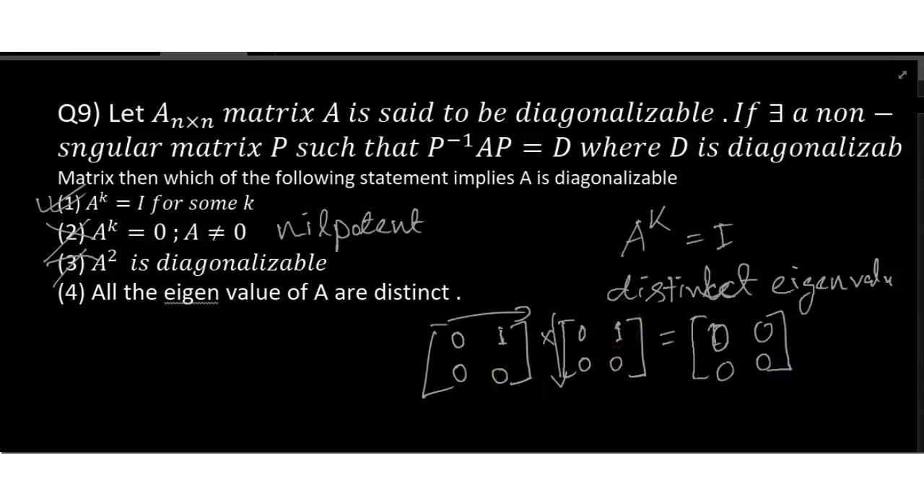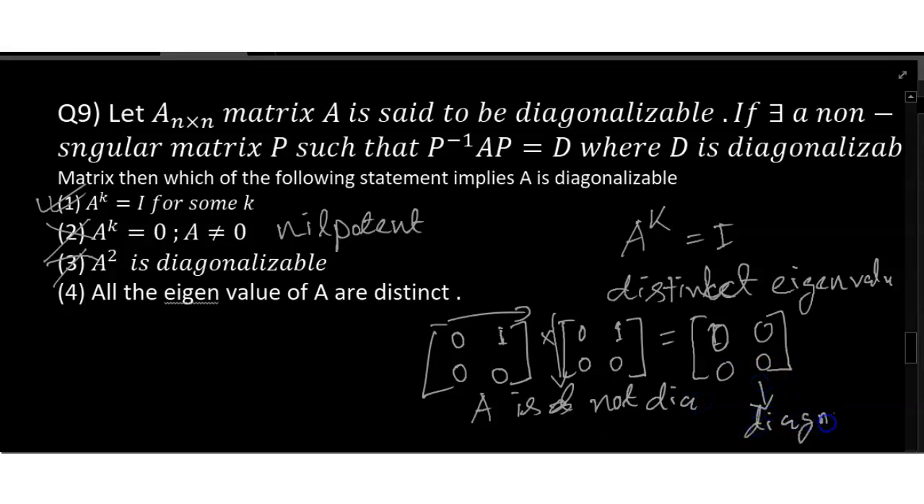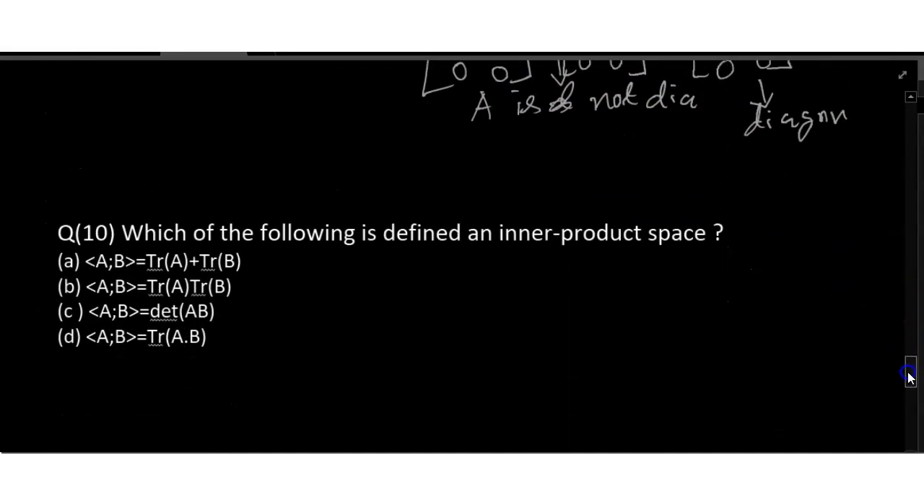So A is said to be diagonalizable if non-singular matrix. Okay. And D is, which of the following statements implies A is diagonalizable? So you will see that in here A is not diagonalizable, but it is diagonalizable. So this portion is wrong. All the eigenvalues of A are distinct. This portion is correct. Very, very simple problem, friends.